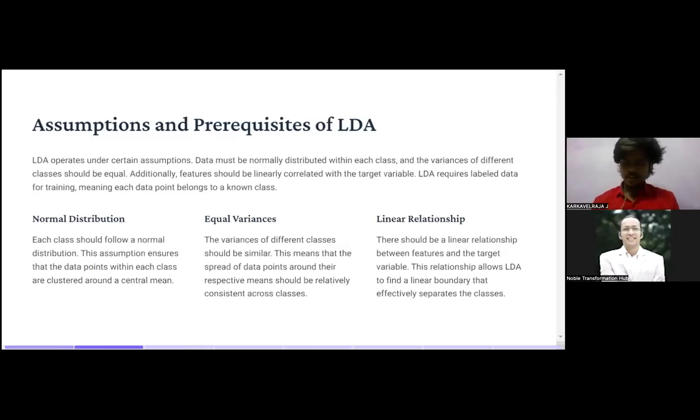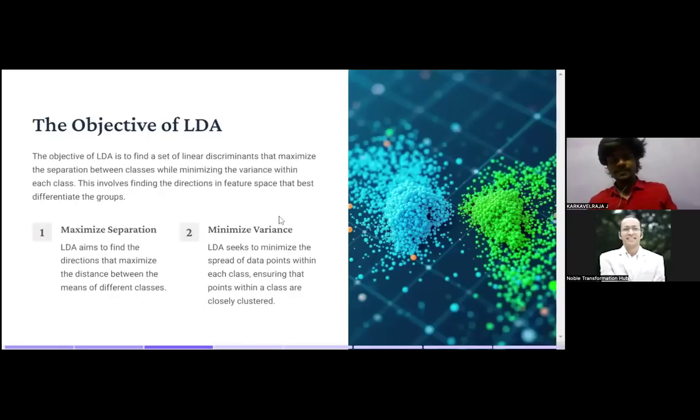Moving on. What are the objectives of LDA? The objective of LDA is to find a set of linear discriminants that maximize the separation between classes while minimizing the variance within each class. This involves finding the direction in the feature space that best differentiates the groups. I hope it's a bit confusing. Let's make things very simple.